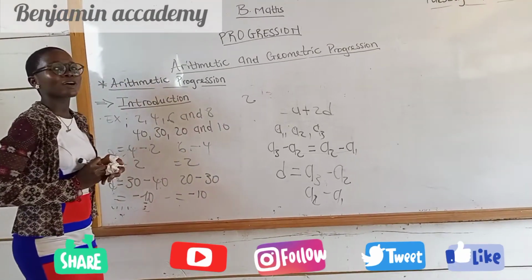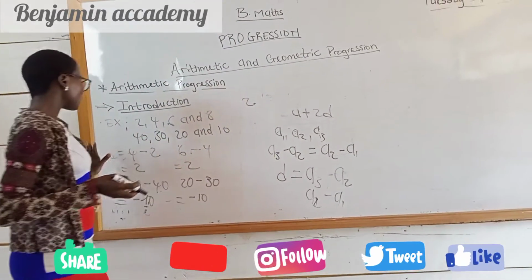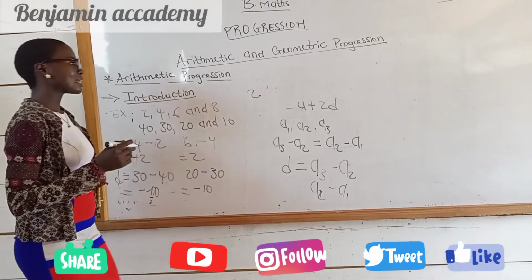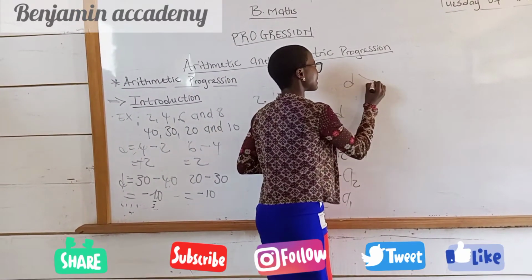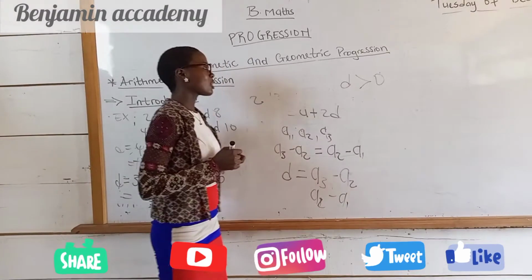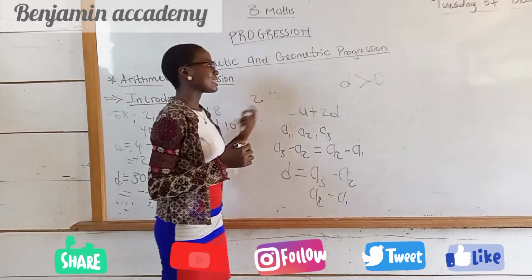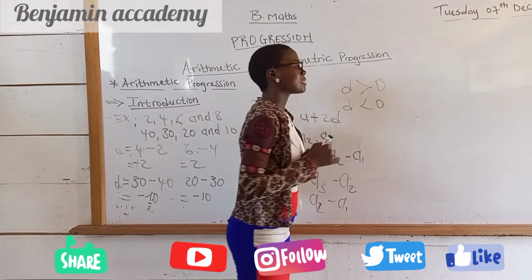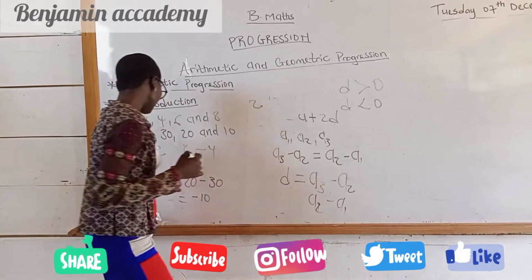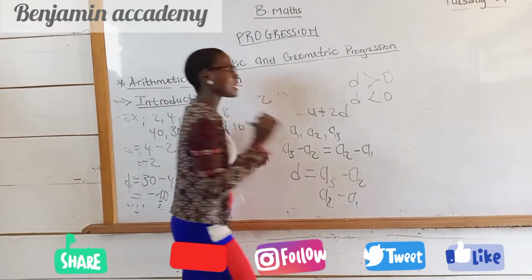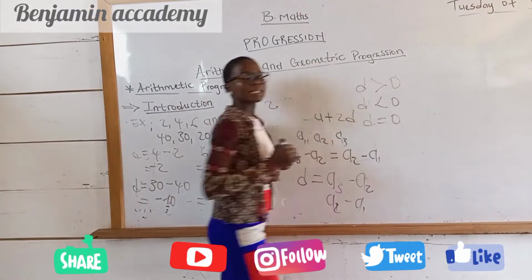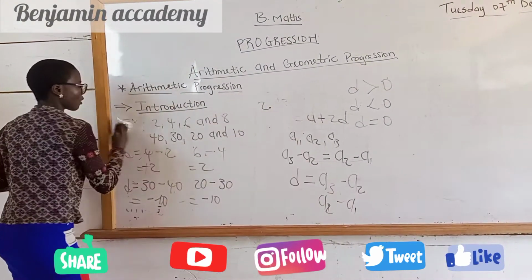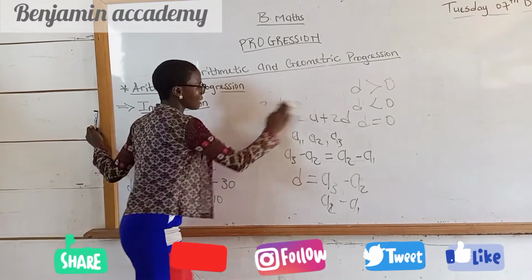That means a progression can be increasing. If the common difference of a progression has a positive sign, the progression is increasing. That is, if D is greater than 0, the progression is an increasing progression. But if D is less than 0, the progression is a decreasing progression. And if D is equal to 0, the progression is a constant progression. So now we shall go to the next step, which is the arithmetic mean.